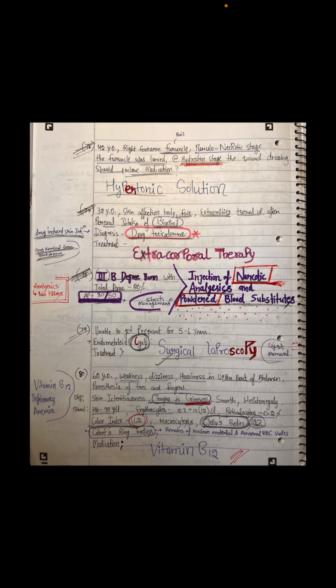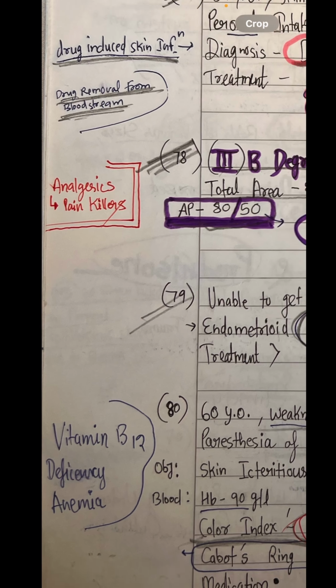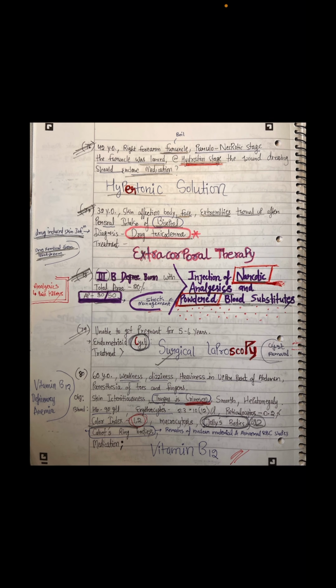So we are going to prescribe narcotic analgesics to the patient in order to reduce the pain, and plasma blood substitutes in order to do the shock management. So the blood substitute will be able to manage the shock in this patient. Here are the analgesics. Analgesics are painkillers.